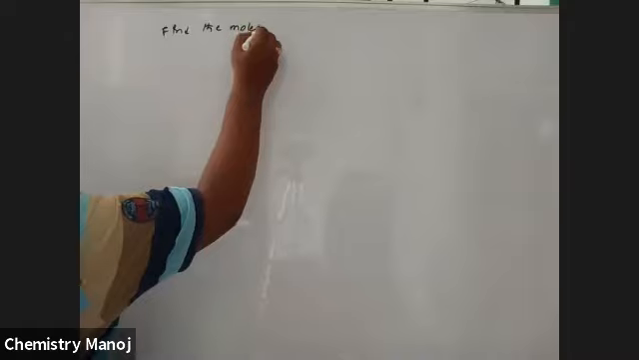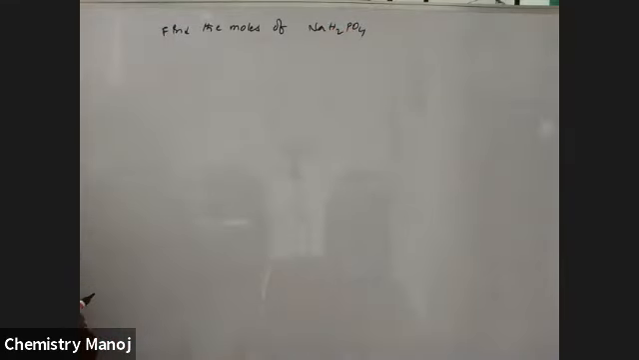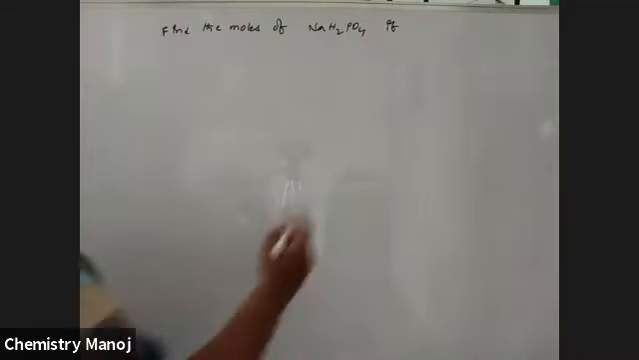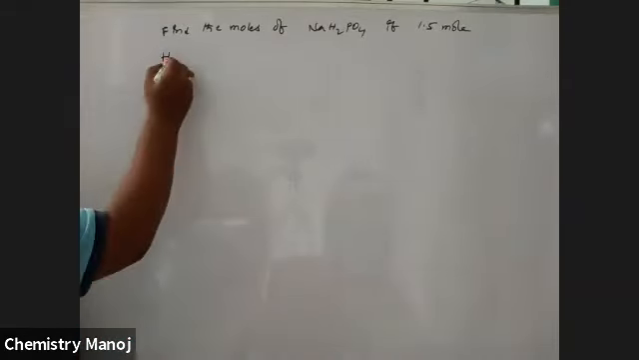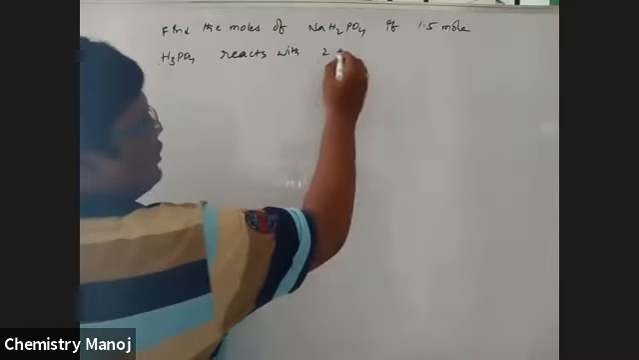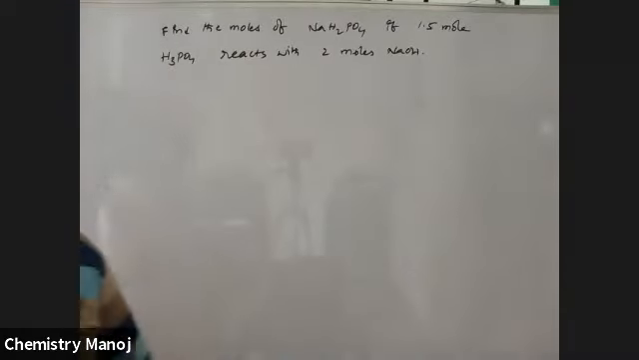Find the moles of NaH2PO4, sodium dihydrogen phosphate, if 1.5 moles of H3PO4 reacts with 2 moles NaOH. Waiting for your answer.